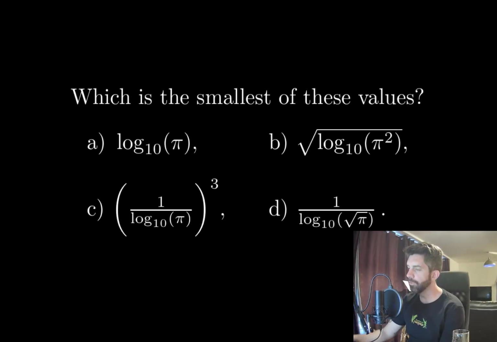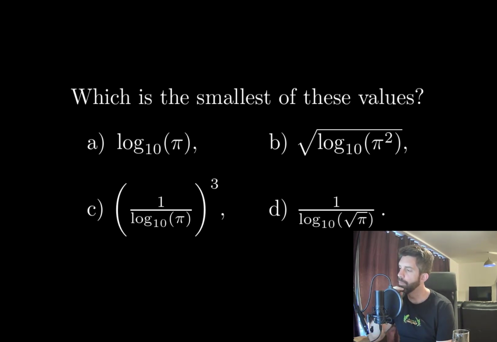Which is the smallest of these values? Log base 10 of pi, the square root of log base 10 of pi squared, 1 over log base 10 pi to the power of 3, or 1 over log base 10 square root of pi.